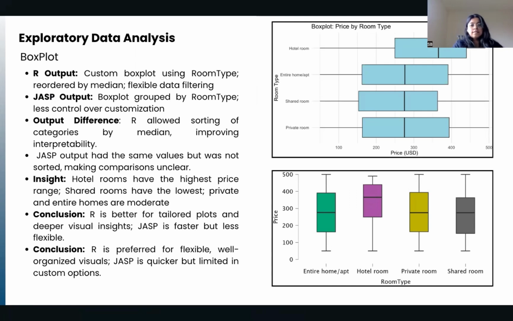The insight here is that hotel rooms had the highest price variability, whereas shared rooms were consistently very low. Comparing R and JASP, we see that R is preferred due to the higher customization and clarity in the plot, whereas JASP is also quick to use, but it doesn't give us as many customizable options.